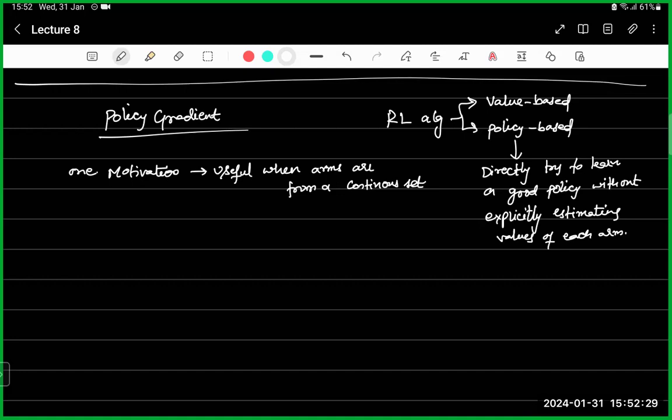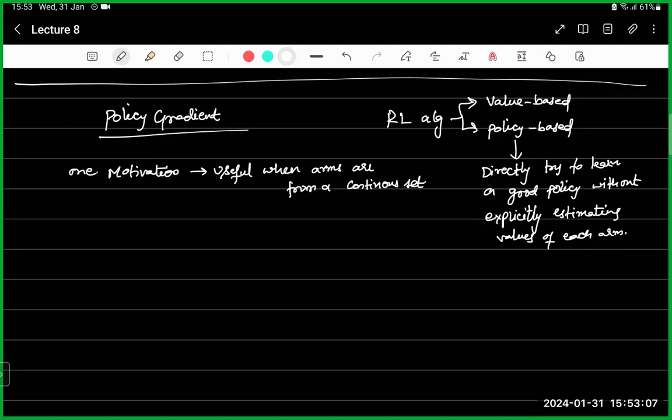When we go to the full RL setting, we'll see that in some scenarios there might not exist a deterministic policy which is the best. The best policy need not be deterministic. Let's say there are a lot of actions; playing one particular action is not going to be the best policy. Maybe playing arm A1 with probability half and arm A2 with probability half might turn out to be a better policy than playing just one of them all the time.